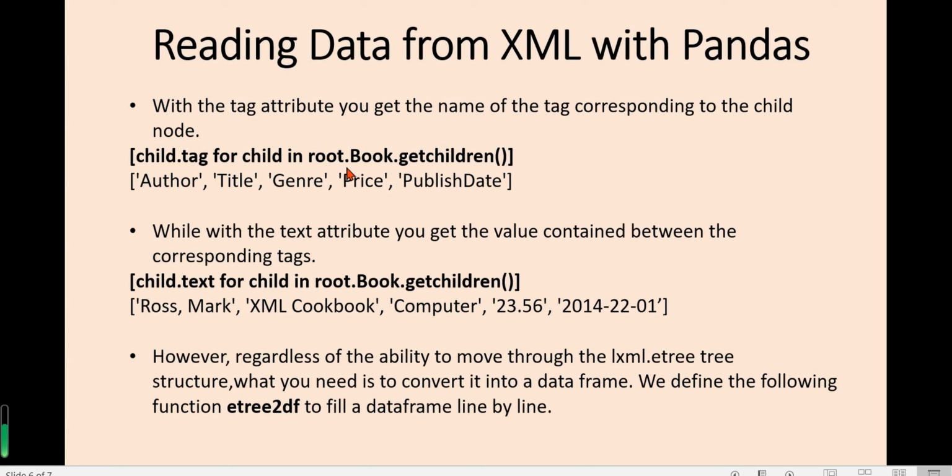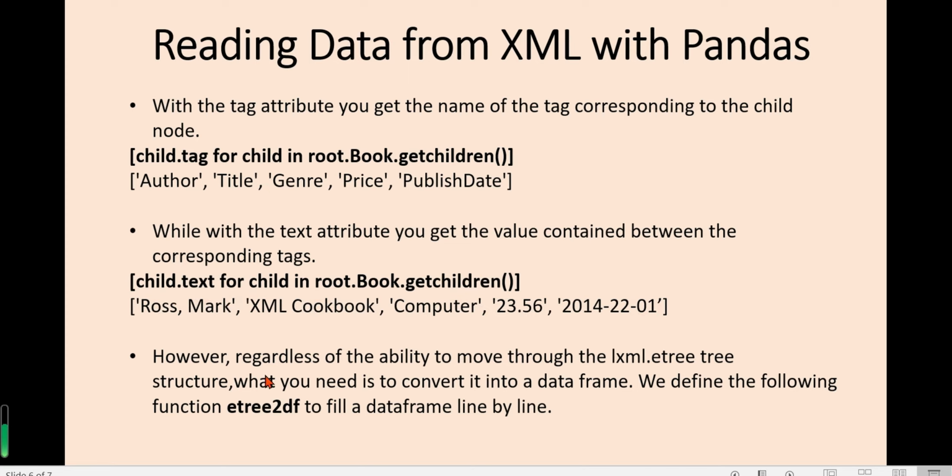If we write root.book.getchildren, you get each child under the book. This is a list with all the tags under the book: author, title, journal, price, published date. And with the text attribute, you get the value contained between the corresponding tags. So if we write child.text for each child in root.book.getchildren, we get all the values of this book.